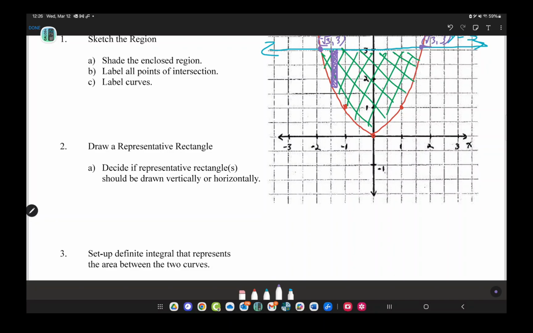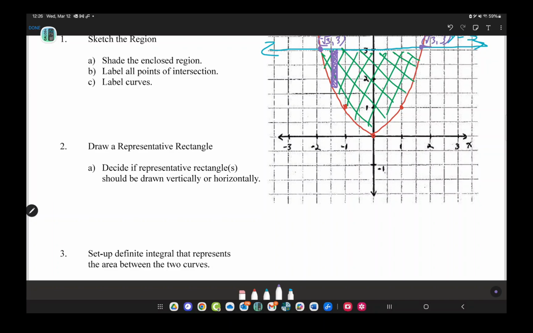In this case, what's the top function? y equals 3 is the top function. What's the bottom function? y equals x squared. Now, again, we should be able to do this left to right as well, right? The problem is, do I have a top and bottom function or a left and right function if we do this left and right? I don't. It's the same function.